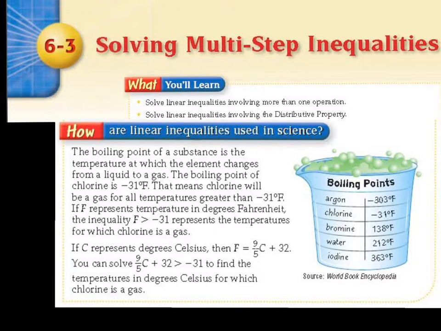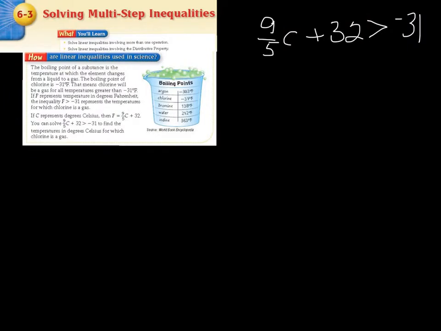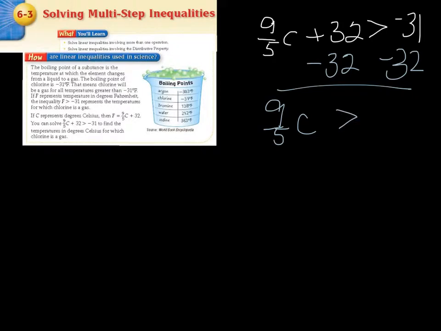If C represents the degrees in Celsius, then F equals 9/5 C plus 32. You can solve 9/5 C plus 32 is greater than negative 31 to find temperatures in degrees Celsius for which chlorine is a gas. To solve that inequality, we'd want to undo plus 32, so subtract 32 from both sides. So we have 9/5 C is greater than negative 63.